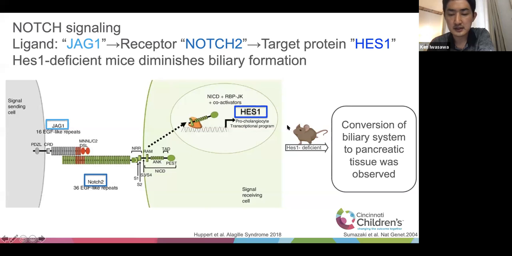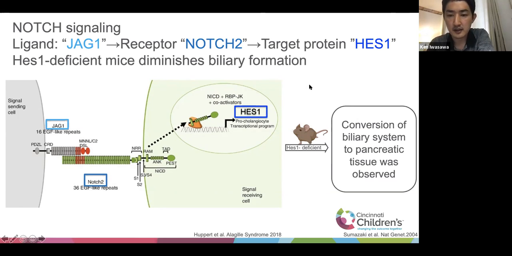And Dr. Stacy Herbert mentioned this paper briefly in her presentation, but it was shown that when the HES1-deficient mouse is produced, we can see a conversion of the biliary system to pancreatic tissue in these HES1-deficient mice. So in other words, the biliary system is diminished and the pancreatic tissue is increased.